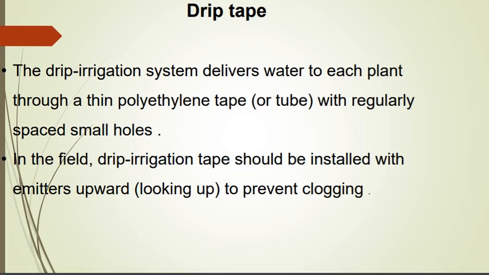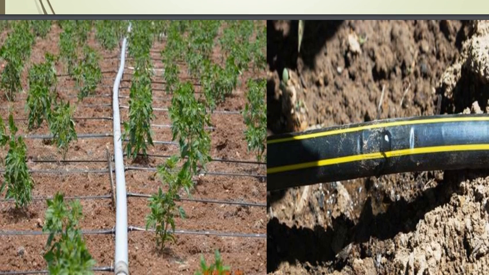Next is the drip tap. So the drip irrigation system delivers the water to each plant through thin polyethylene tape or tubes with regularly spaced small holes. In the field, drip irrigation tap should be installed with the emitters looking upward to prevent clogging. So these are the emitters.